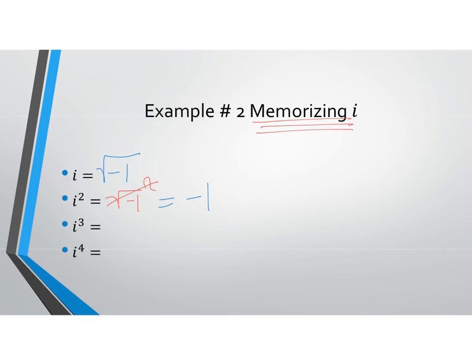i cubed, that'd be saying i times i squared. Well, i squared is -1, but i times -1 leaves me with a -i. Still an imaginary number. i to the 4th means i squared times i squared. i squared equals -1, times -1. That gives me a +1. Once again, back to a rational number. So we really like to deal with i squared and i to the 4th.